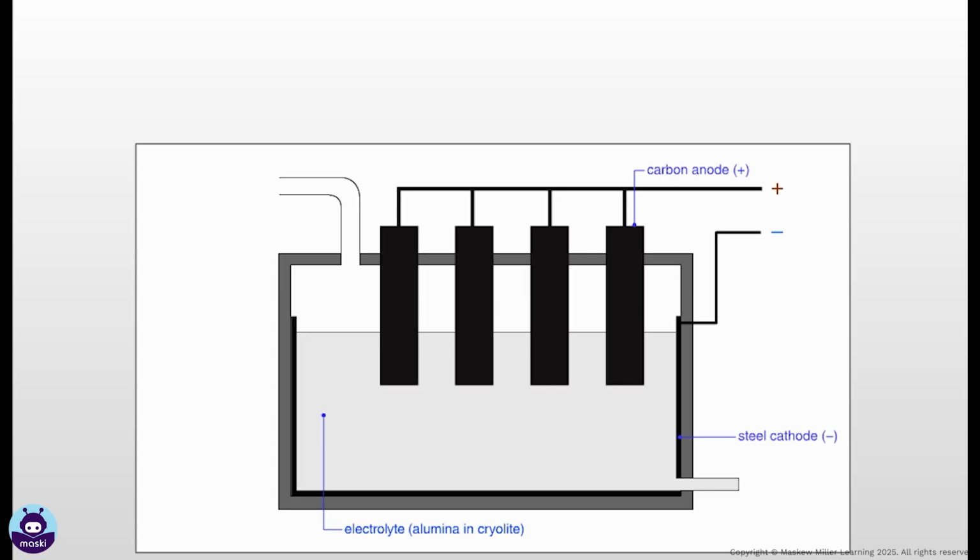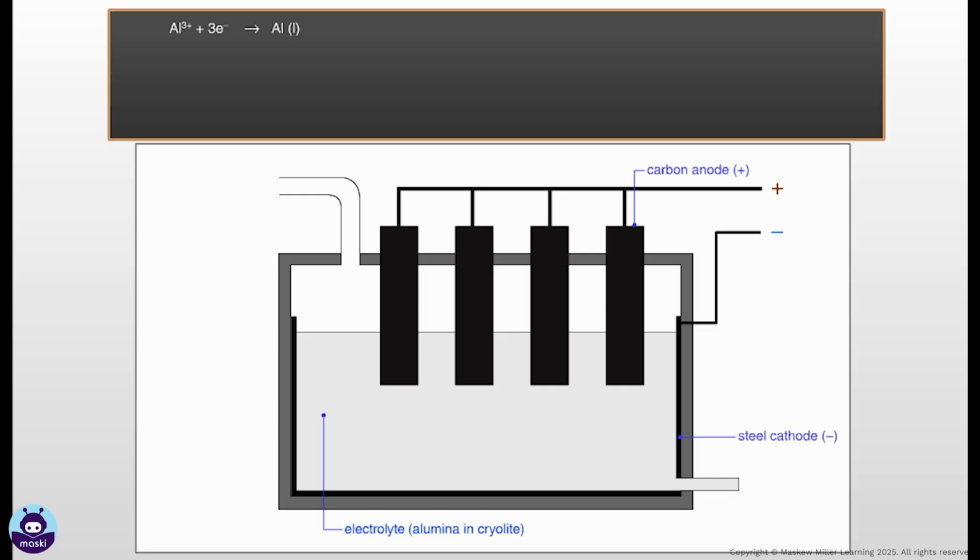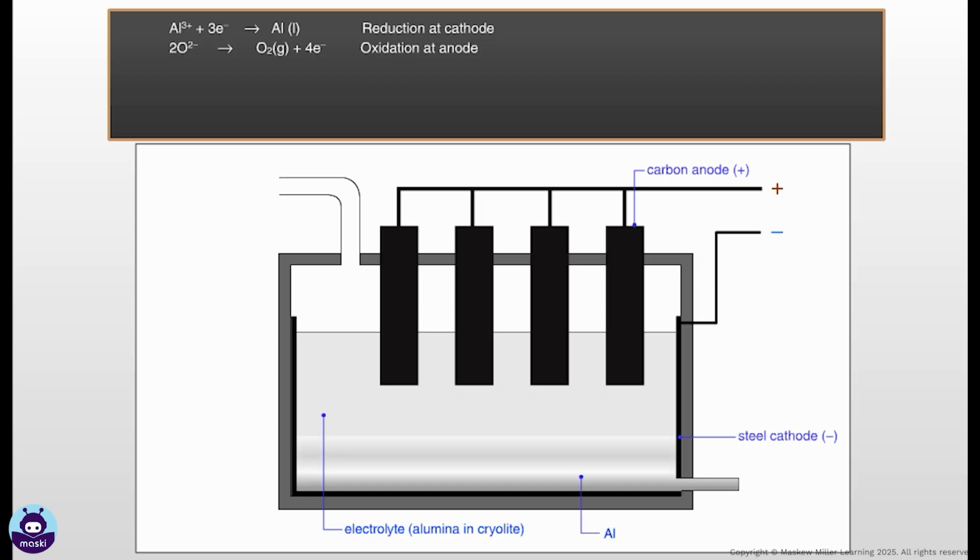When the electrodes are connected to a DC power supply, there are electrochemical reactions that take place at the cathode and at the anode. Al3+ plus 3 electrons giving Al liquid, reduction at cathode. 2O2- giving O2 gas plus 4 electrons, oxidation at anode. Liquid aluminium is formed at the cathode, while oxygen gas is formed at the anode.